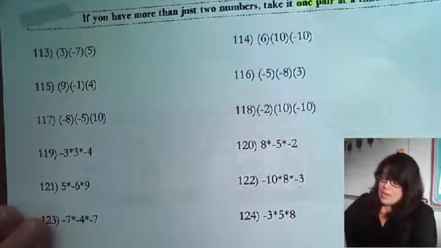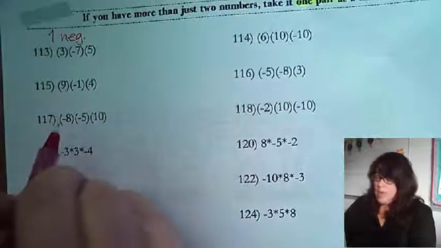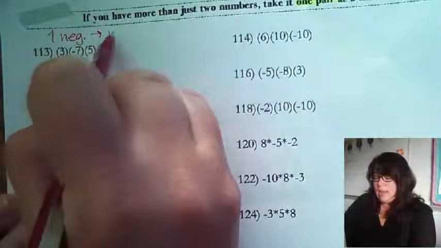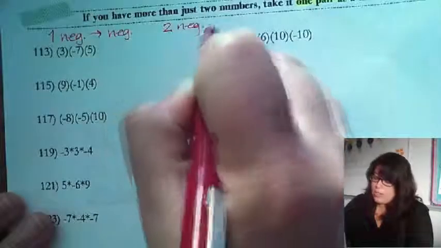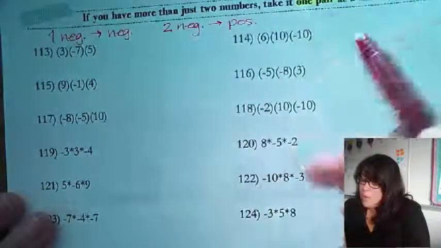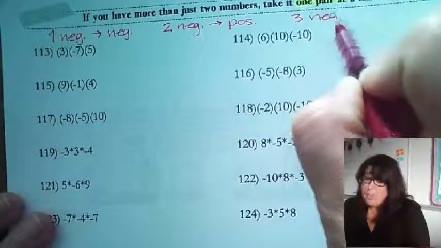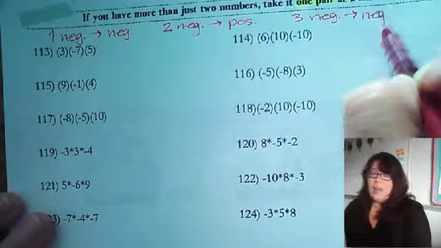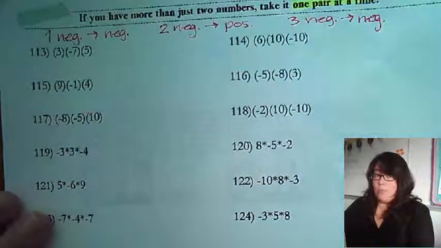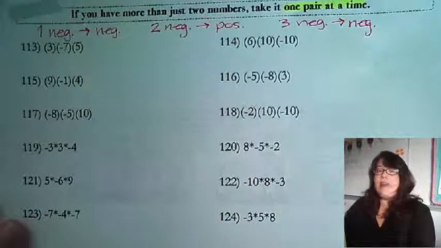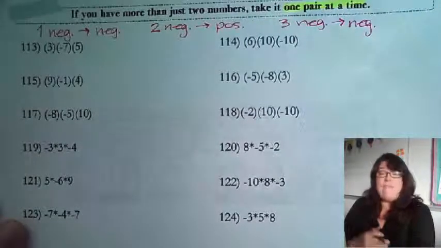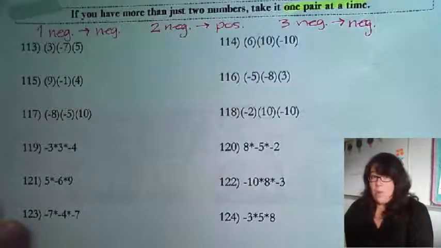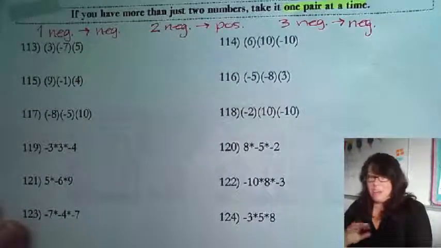Here's the rules. If you have 1 negative number in your problem, then your answer is going to be negative. If you have 2 negative numbers, your answer is going to be positive. If you have 3 negative numbers, your answer is going to be negative. Now here's the trick. No matter how big your multiplication problem gets, if you have an odd number of negatives, then it'll end up being negative. If you have an even number of negatives, it will end up being positive. And you'll find that that'll be true forever.